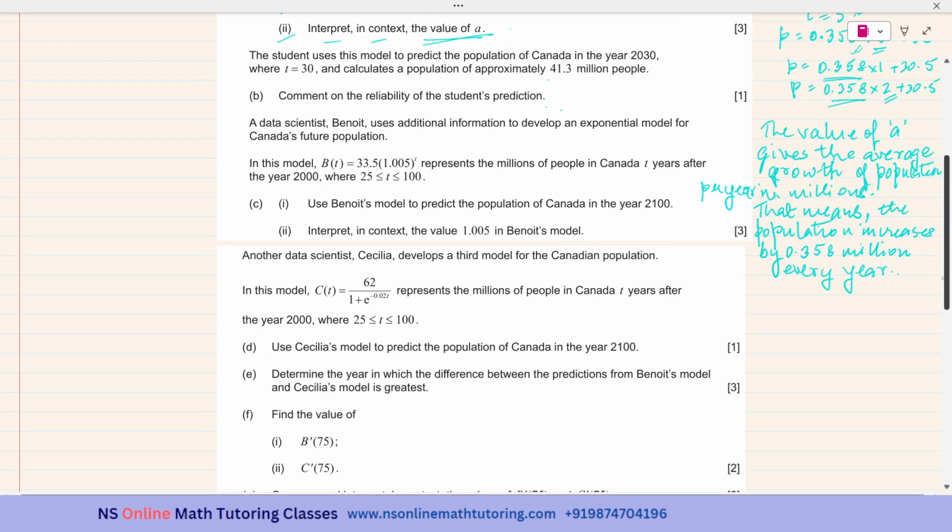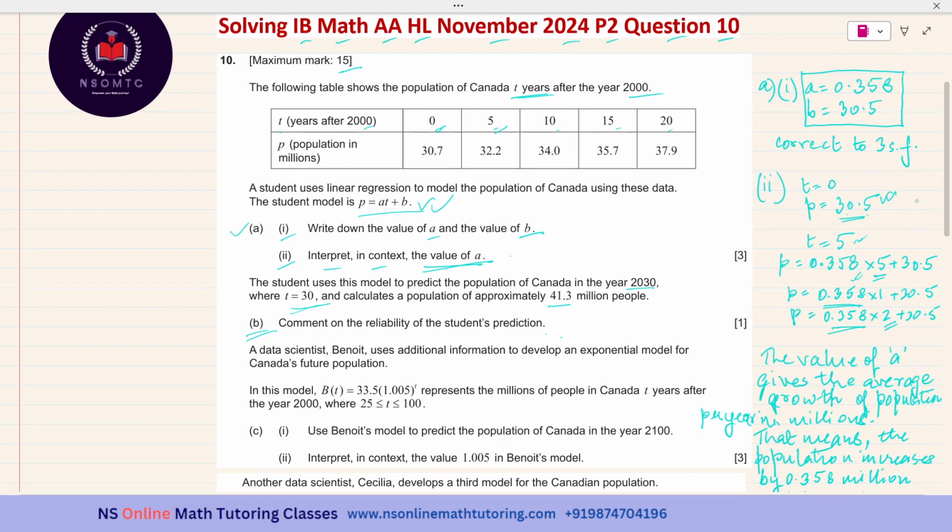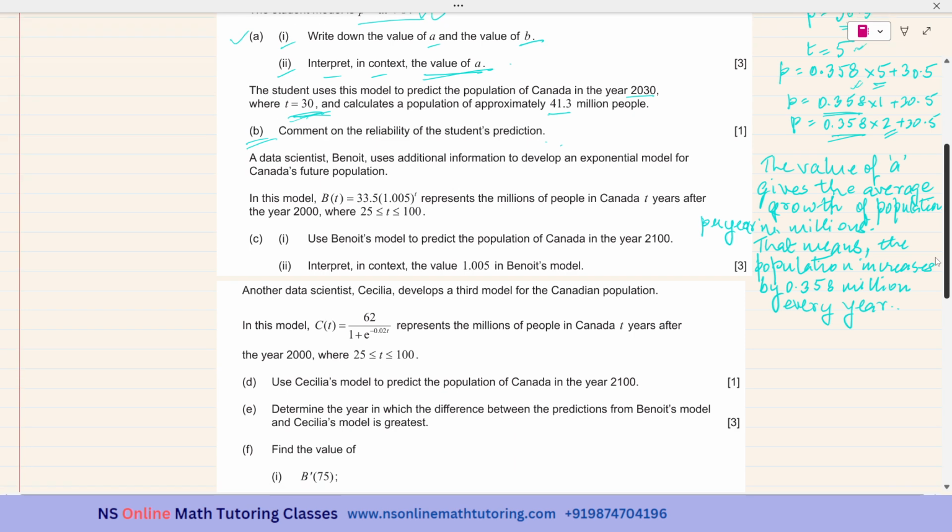The student uses this model to predict the population of Canada in the year 2030, where t is equal to 30, and calculates a population of approximately 41.3 million people. Subpart B, comment on the reliability of the student's prediction, carrying 1 mark. So you see, the data is giving t values up to 20 and the prediction is done for t value equal to 30. So it is the case of extrapolation, so the reliability cannot be stated. It is not at all reliable. Okay.